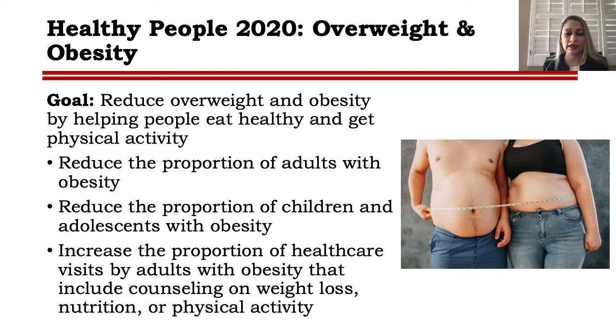2 in 5 adults and 1 in 5 children and adolescents in the United States are obese. The goal is to reduce overweight and obesity by helping people eat healthy and get physical activity. This will be achieved by reducing the proportion of adults with obesity, reducing the proportion of children and adolescents with obesity, and increasing the proportion of healthcare visits by adults with obesity that include counseling on weight loss, nutrition, and physical activity. Public health interventions make it easier for people to be more physically active.